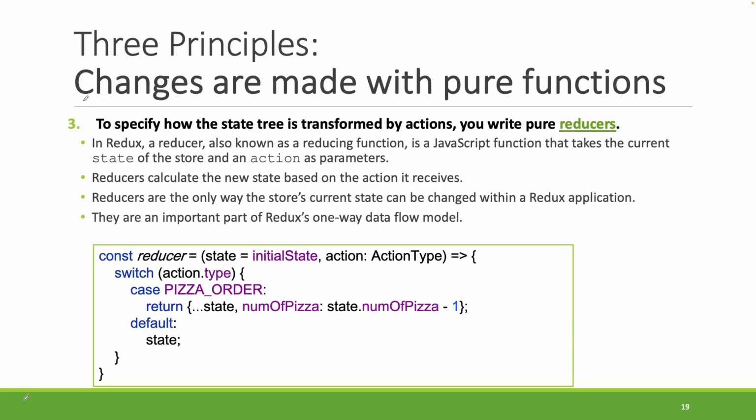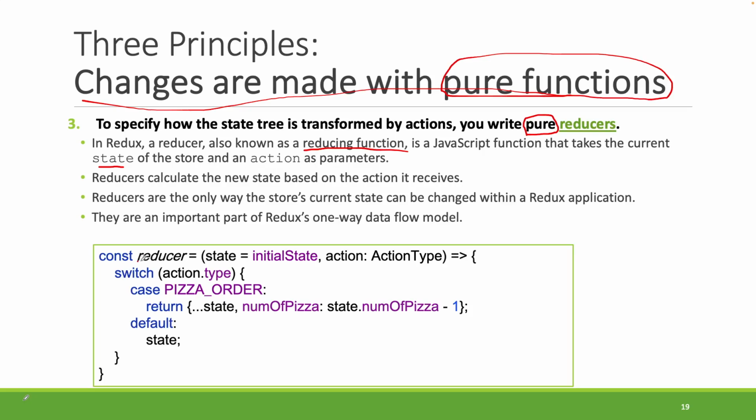And next one, last one. Changes are made through pure functions. This pure function has a name called the reducer. To specify how the state tree is transformed by action, we have to write a reducer. Reducer is a pure function. Pure function means what? If you give me the same input, I will always give you the same output. That is a pure function. In Redux, a reducer is also known as a reducer function. So reducer is what? Reducer is a function. Okay, it's a JavaScript function that takes the current state of a store and an action as parameters.